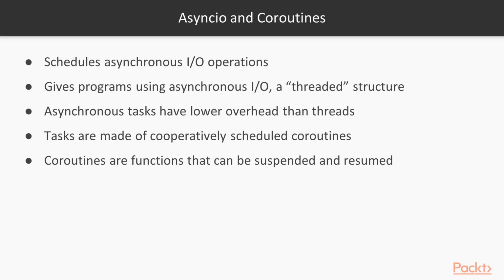That means that tasks can only be suspended at specific points during their execution, while threads can be suspended at any point. There are advantages and disadvantages to both approaches, but cooperative scheduling means that synchronization errors between tasks are significantly less of a problem, and again, has less overhead than preemptive scheduling.